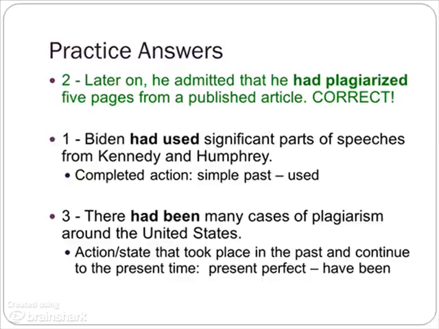Number 3, this is describing a state or an action that took place in the past and continues to the present time. Cases of plagiarism are still occurring. It's not something that happened and is over. So it's better to use the present perfect, have been. That means there have been many in the past. There still are some. All of these sentences are taken from actual student papers. So if you wrote number 2, good for you. If you didn't, if you wrote number 1 or number 3, don't worry. Now you know the right way to use the past perfect.